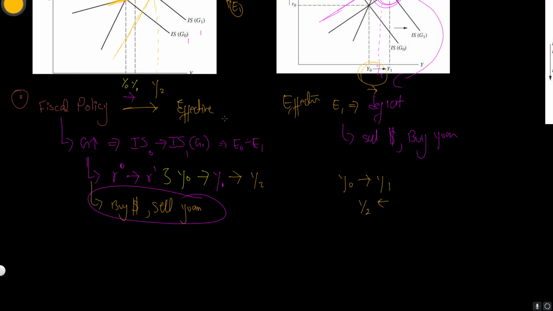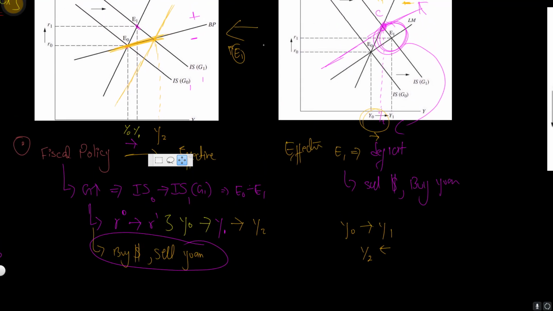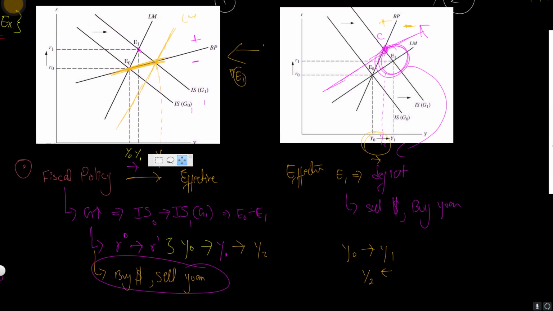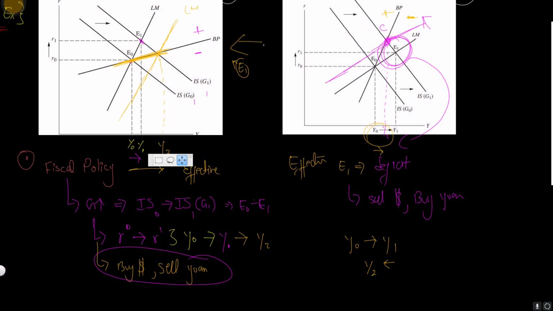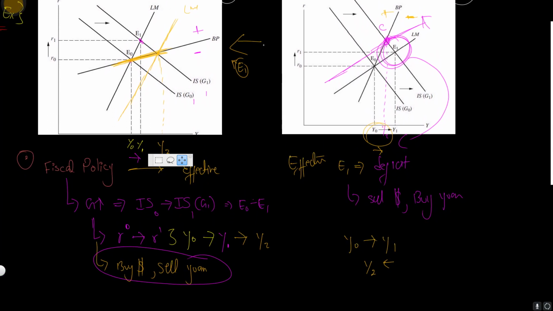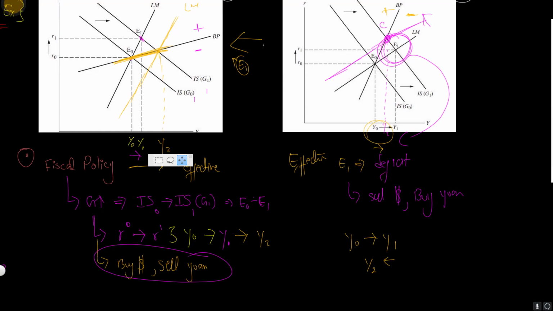However, fiscal policy, when we have a flatter BP line, is going to be more effective than when we have a BP line which is slightly more inelastic. But the analysis is the same for both, except that when you have an inelastic BP line, we are in a deficit, whereas when you have an elastic BP line, meaning a flatter BP line, we are in a surplus.